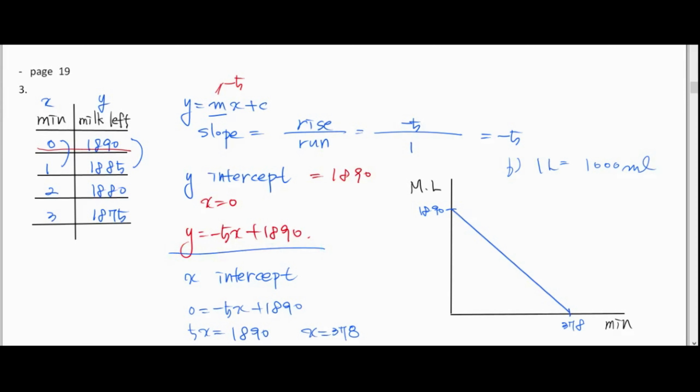And then it will be 1000 equals minus 5x plus 1890. The 5x goes over, the 1000 goes over, then 5x equals 1890 minus 1000, so it will be 890. And x equals 178, which is almost 3 hours. Right here in question 3, if it's too hard to write the equation from the question, maybe just try to draw this table. Then it will be way easier to find the equation.